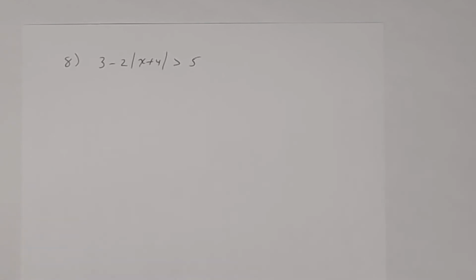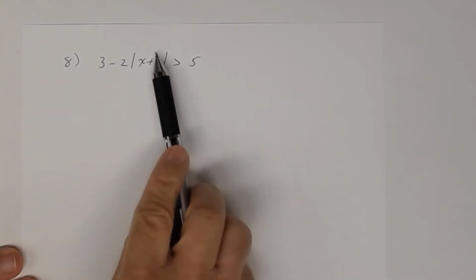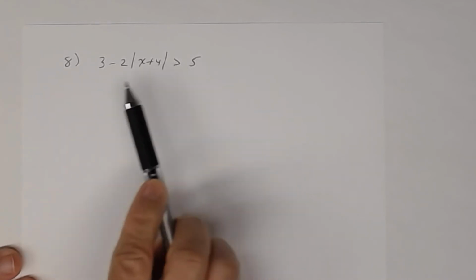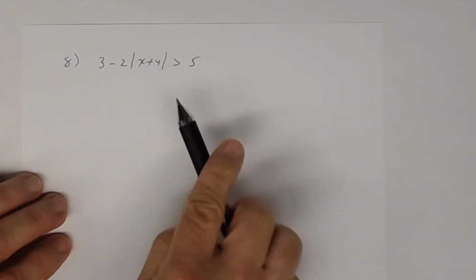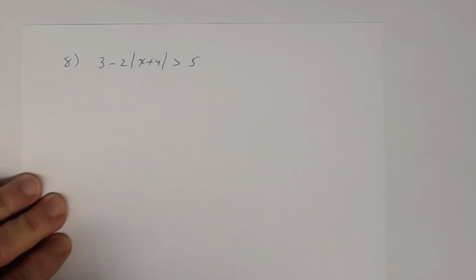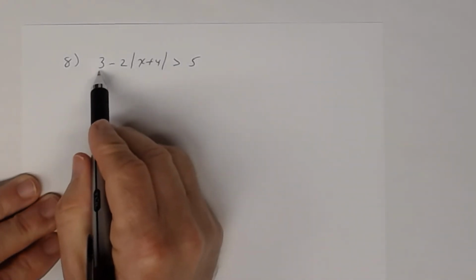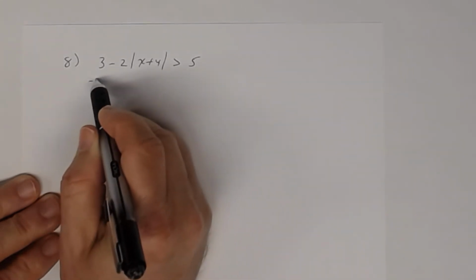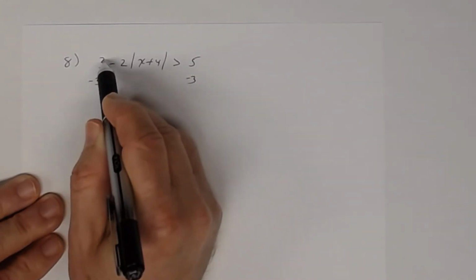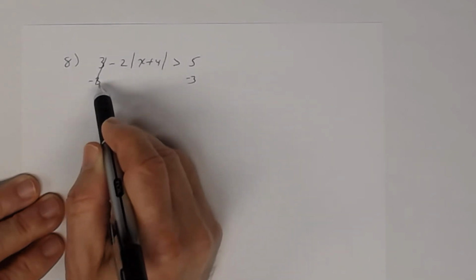Okay, so number 8, we have 3 minus 2 times the absolute value of x plus 4 is greater than 5. So before you rewrite without absolute value bars, remember you got to get that absolute value expression by itself. So let's go ahead and always do the multiplication last. So let's go ahead and subtract 3 from both sides. I'm going to subtract 3 from both sides, combine like terms. 3 minus 3 is 0.